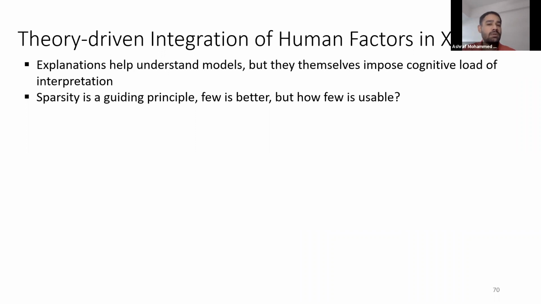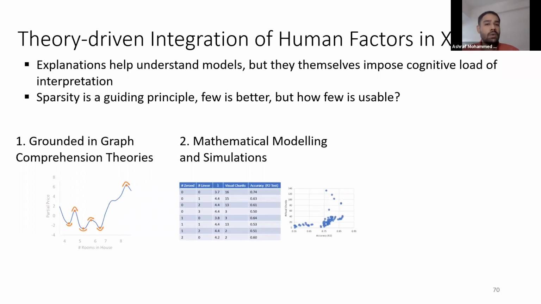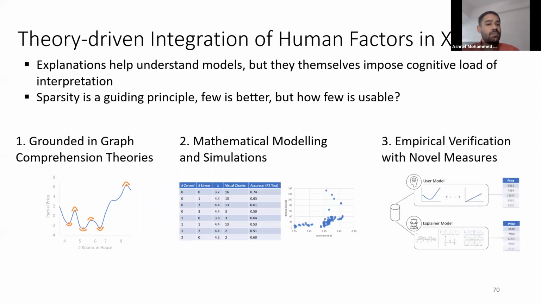Finally, COGAM, or rather the research methodology, is an example of theory-driven integration of human factors in XAI. What do I mean by that? We all know that explanations help users understand models, but explanations themselves impose some cognitive load of interpretation. Researchers have used the principle of sparsity as a guideline that showing fewer features is more usable. But how few exactly? To answer that question, we ground ourselves in graph comprehension theories. We use that grounding to create mathematical models that help us simulate and understand the trade-offs between cognitive load and accuracy. And finally, we test the practical usability of the improvements through empirical verification with novel measures that assess our newly proposed approach.